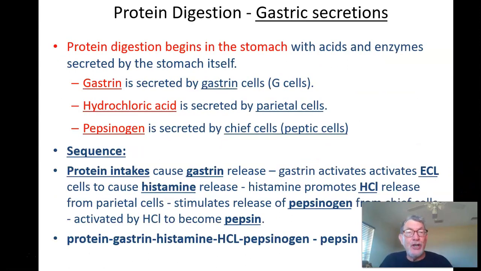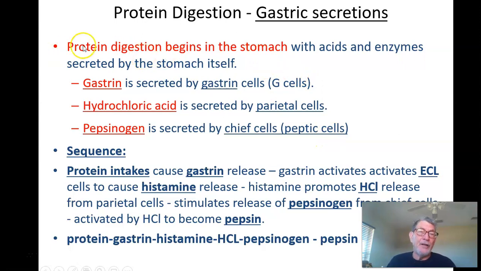Protein digestion, as we know, begins in the stomach. Stomach acid denatures it, which causes it to unravel itself, so that the pepsinogen, which becomes pepsin, can start digesting the protein into smaller pieces.